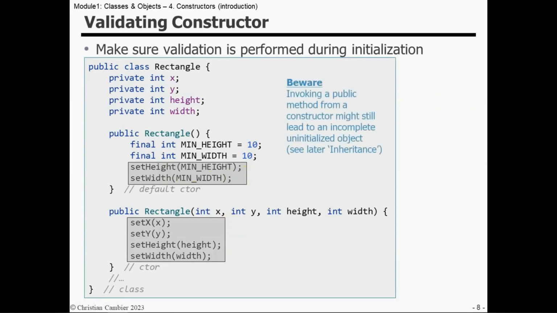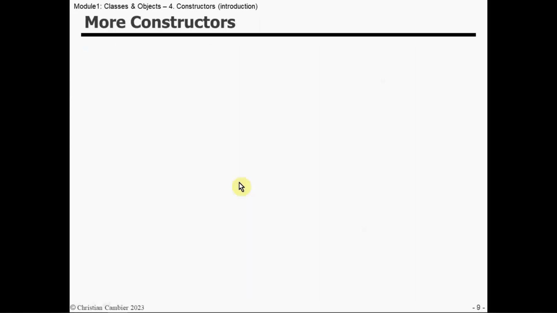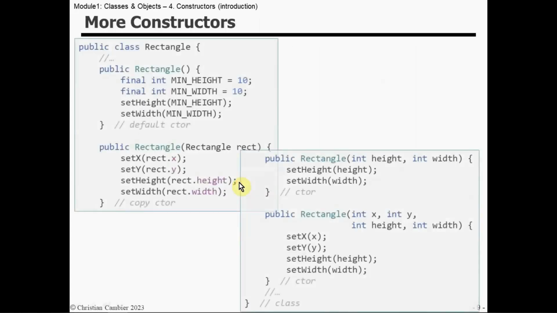Now, just a note, beware. Invoking a public method from a constructor might still lead to an incomplete uninitialized object. See later, inheritance. What do I mean by that? Well, we are in a constructor and we invoke the setters, which are all public methods. As we'll see in the module about inheritance, this can still lead to an incomplete uninitialized object. But that's for later. Let's add some more constructors.